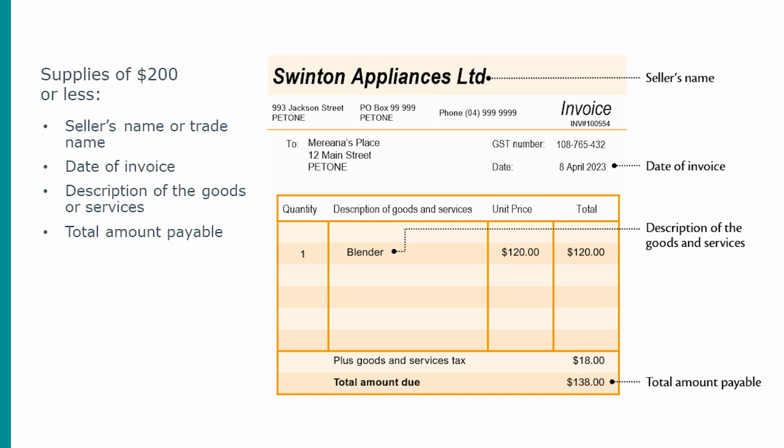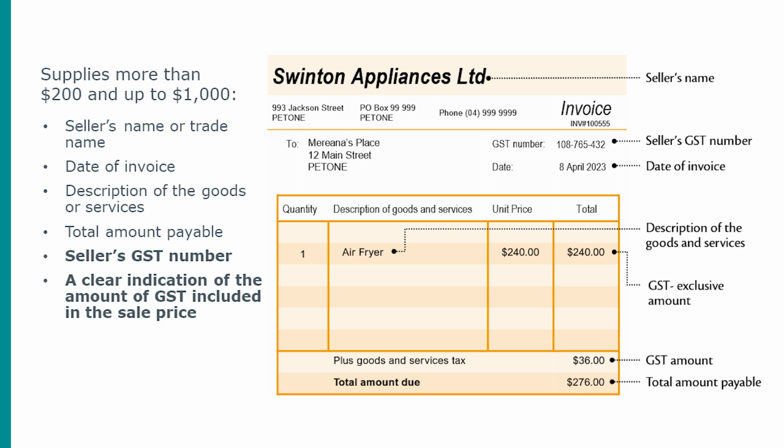For supplies of $200 or less, your taxable supply information must show the seller's name or trade name, the date of invoice or the time of supply if no invoice is issued, the description of the goods or services, and the total amount payable. In most cases, for these low-value transactions, a till receipt will meet the requirements for both the buyer and seller.